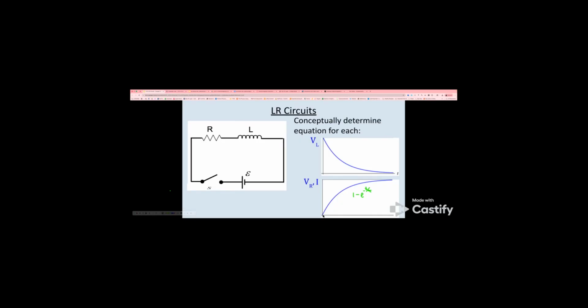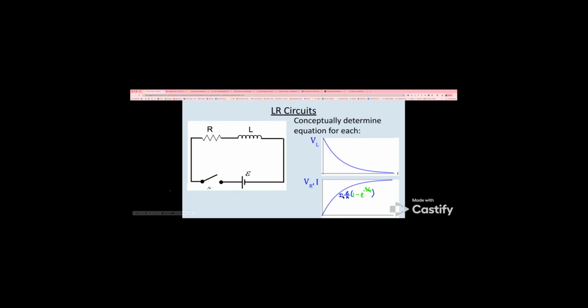When it starts at 0 and approaches, it reaches a maximum. So for current, I need to indicate what that maximum is as the multiplier in front of this expression. We already established the current is going to be EMF over R because that inductor is just going to act like a wire. So this is I.